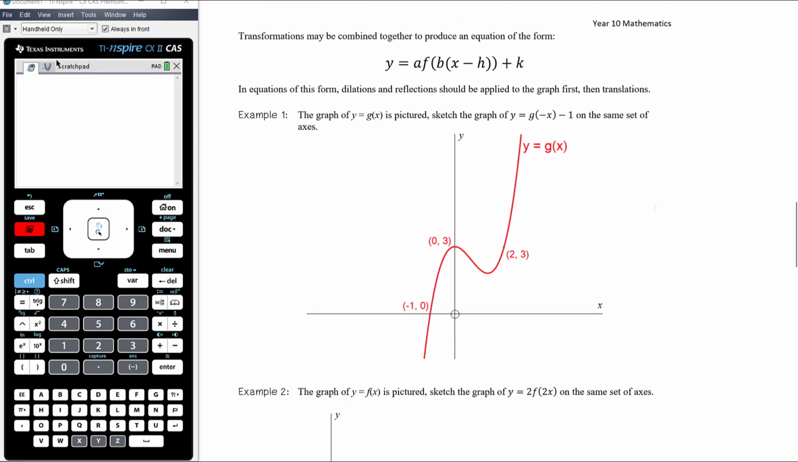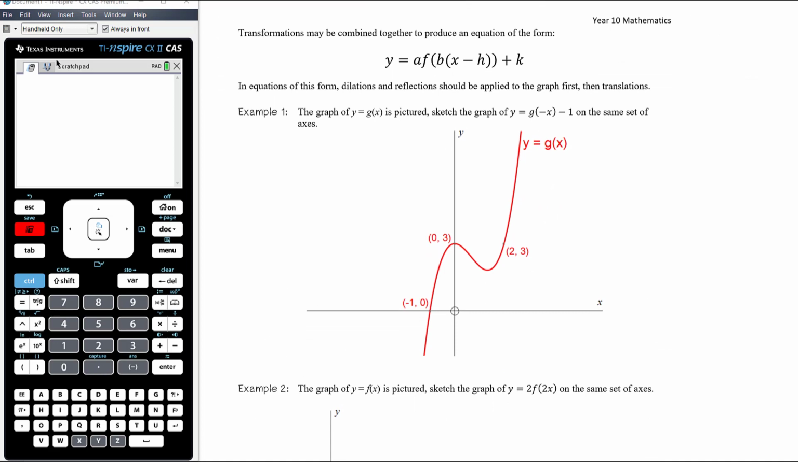Okay, so we can combine all these transformations together. We're familiar already with these things. Dilation and reflection from the x-axis is the A. Translation up and down is the k. Translation left and right is the h. And now we've also got another thing inside the function, which is dilation from the y-axis by 1 over b, or reflection in the y-axis if b is a negative number.